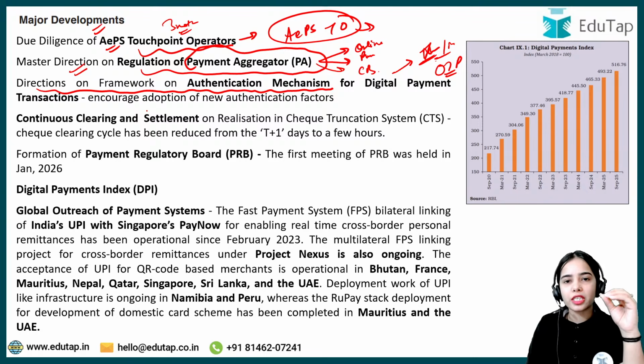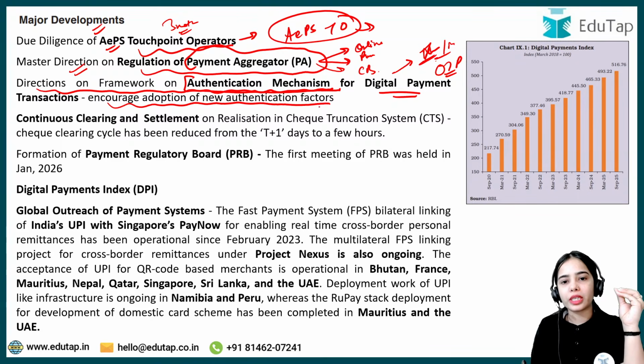Now, the directions were released that there is a need to find other authentication mechanisms for digital payment transactions. We should not only depend on OTP. So, encourage the adoption of new authentication factors. Then, continuous clearing and settlement on realization in the check truncation system.